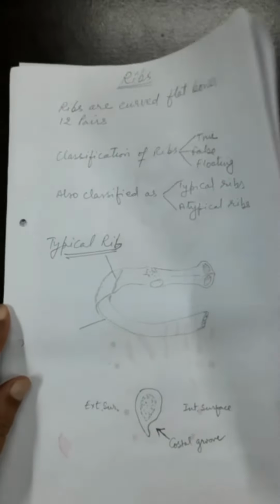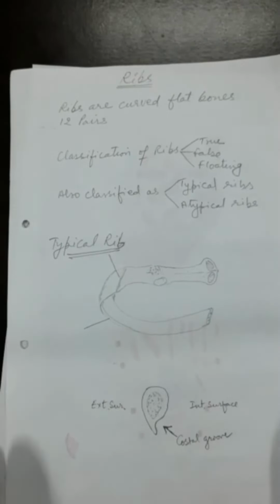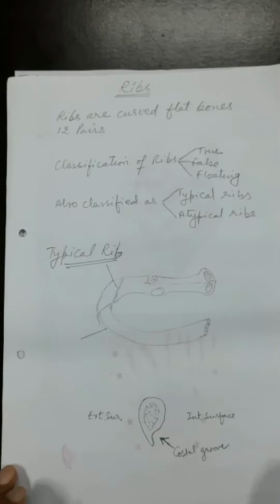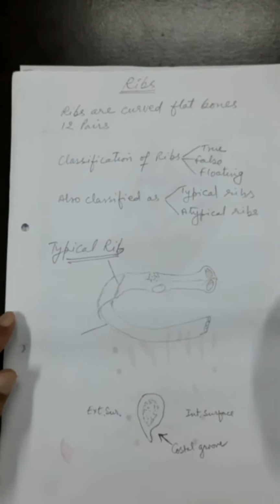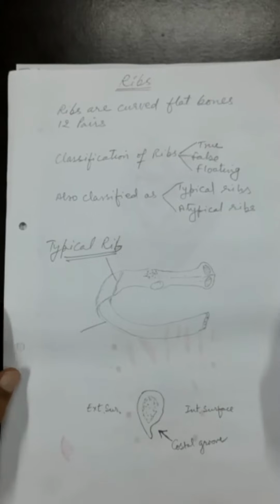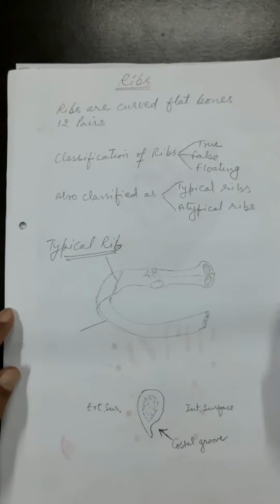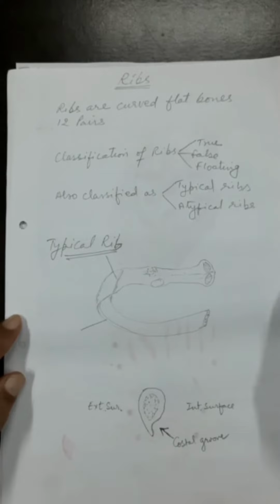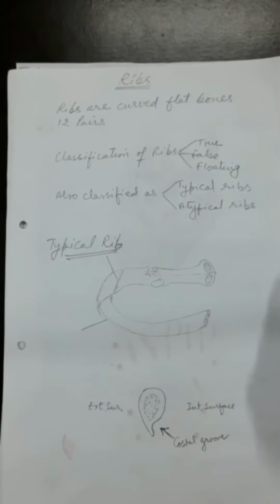Welcome back, students. In this series of lectures, we are learning the osteology of the thorax. Now, the thoracic cage, as we have learned in the last video, is formed by the 12 thoracic vertebrae, the 12 pairs of ribs, and the sternum. So, in this video, we will learn about the ribs, which form the main constituent of the thoracic cage.